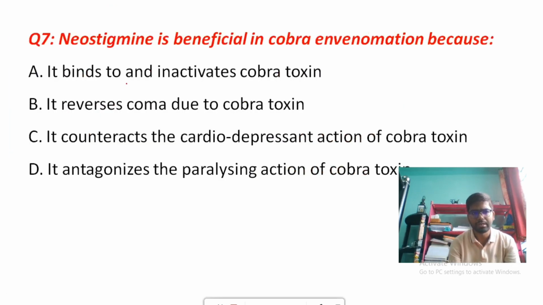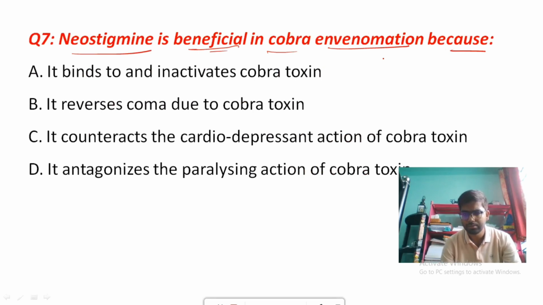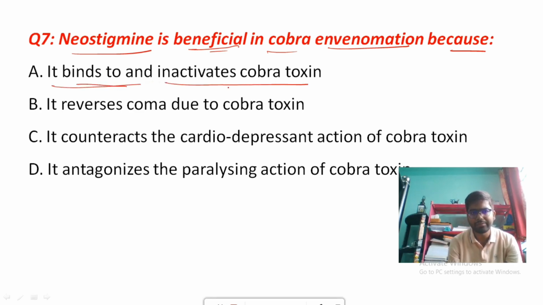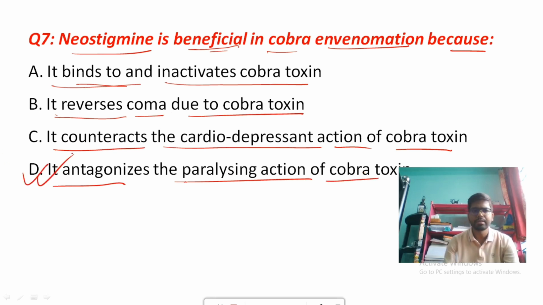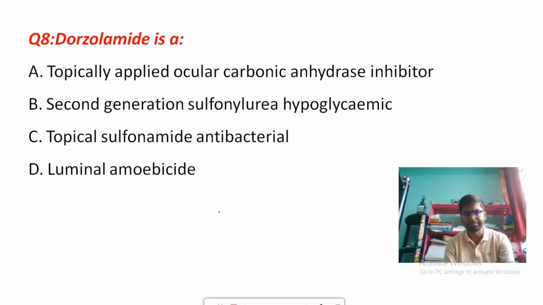Then coming to the next question: neostigmine is beneficial in cobra envenomation because, meaning neostigmine is given as a treatment for a cobra bite. Why? Option A, it binds to and inactivates cobra toxin. Option B, it reverses coma due to cobra toxin. Option C, it counters the cardiodepressant action of cobra toxin. Option D, it antagonizes the paralyzing action of cobra toxin. Option D will be your right answer, because neostigmine antagonizes the paralyzing action of the cobra toxin.